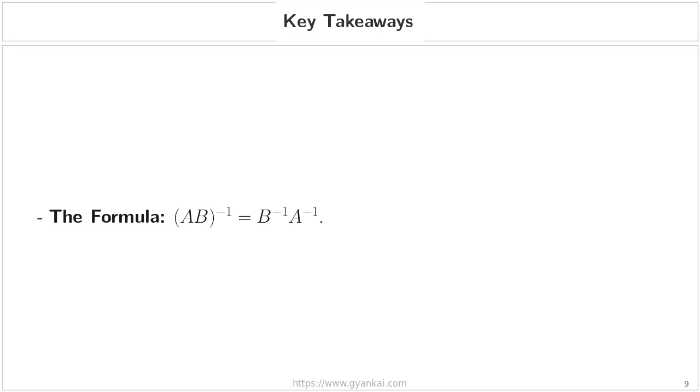First, let's restate the core formula. Always remember that the inverse of the product of two matrices, A and B, is equal to the inverse of B multiplied by the inverse of A in mathematical terms. We say, the quantity A times B, all raised to the power of -1, equals B inverse times A inverse.